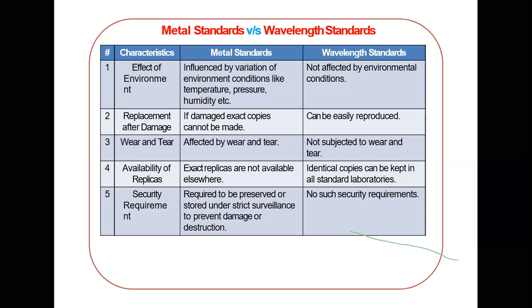Next, replacement after damage. If damaged, exact copies cannot be made in the metal standard. So you can replace it with the other one, but exact copies cannot be made. But in the wavelength standard, it can be easily reproduced.